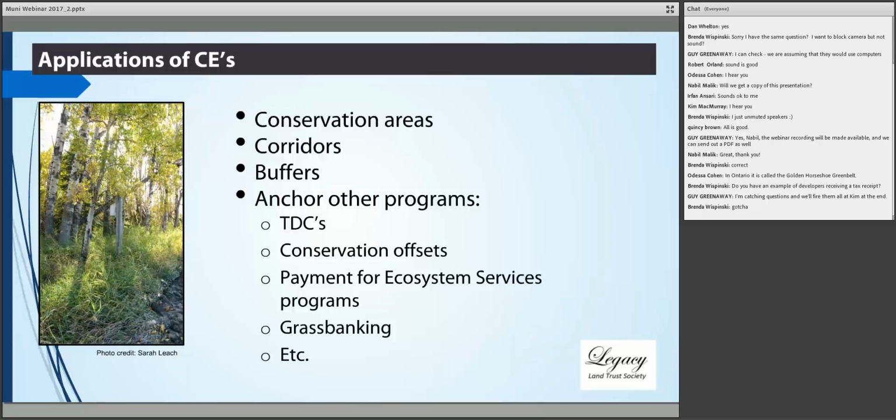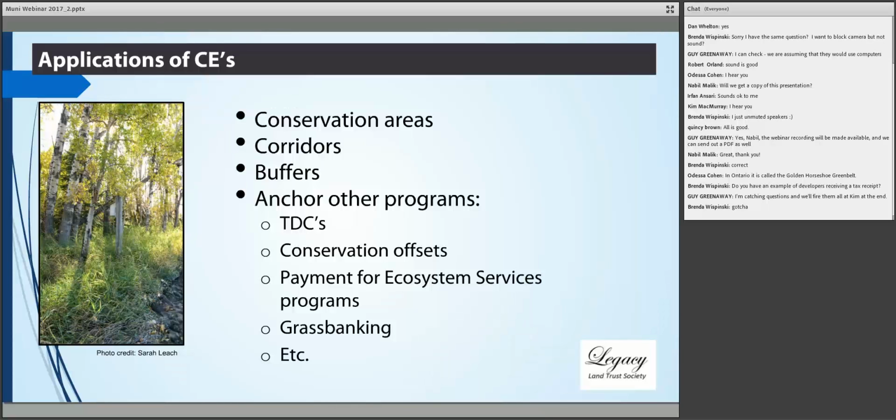And then conservation easements can also be used to anchor other programs. In Alberta, we tend to use them to date very consistently, and I think that was in the description of this webinar, in that we've been very biodiversity, environmental focused, and very much around the conservation area model, getting more into corridors, less so with buffers. We're not really using them as anchors or backstops for other programming yet, but we certainly can.